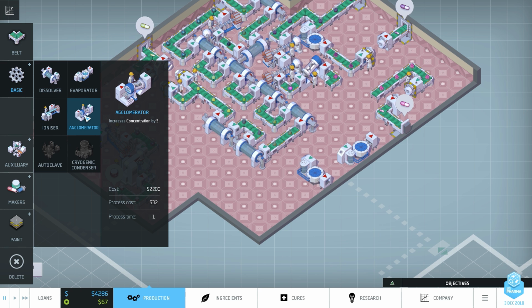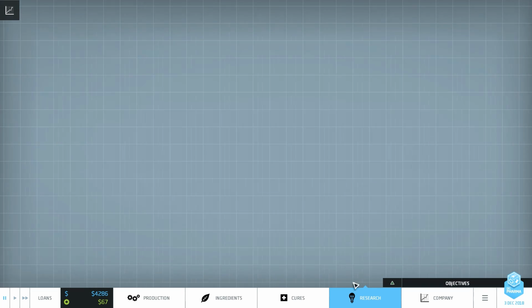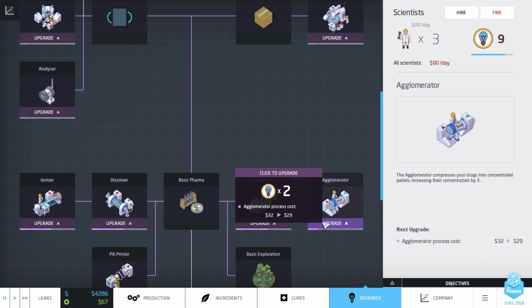these are gonna cost us more per day because their process cost is 32. And each one of these evaporators is 7. So if this is 3, 7 times 3 is 21 per day. If we use evaporators only, it's 21, and agglomerators is 32 per day. So we really need to research and bring down the price on the agglomerators. Right now it's only 2. Oh man, we have a lot of upgrades we can do on these though.